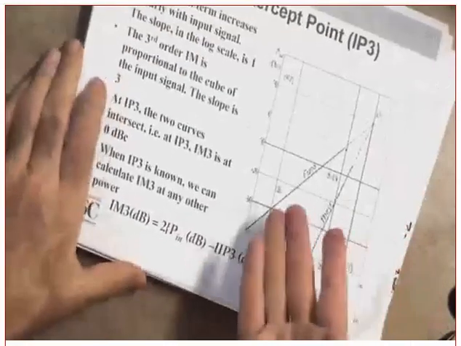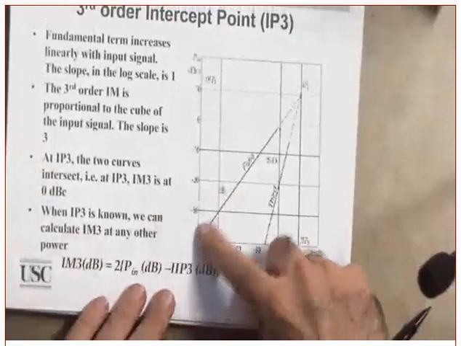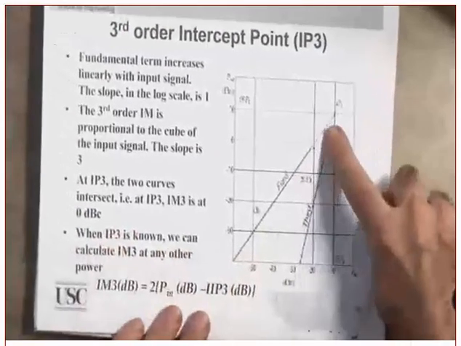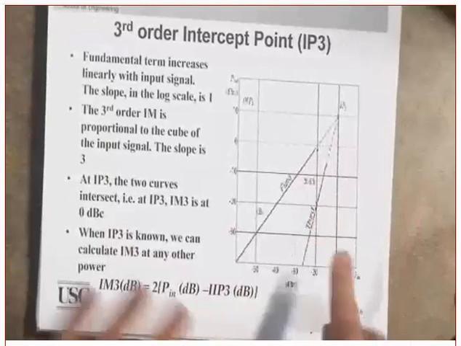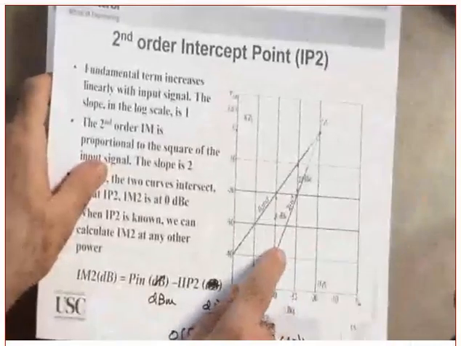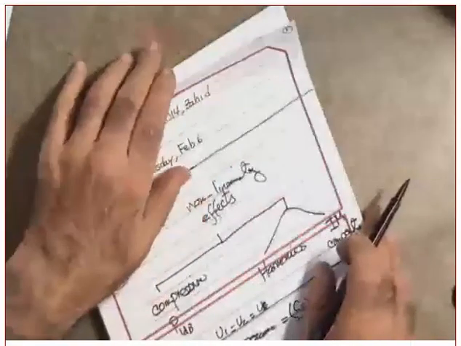Now, help me understand why this is. What do you notice, by the way? What is this? It's still the fundamental. Yes or no? What is this? That's the third order. I want you to look at this slope, and I want you to look at this slope. Is this one steeper? That's steeper. Why? Let's see. Are you following me? Yes or no?